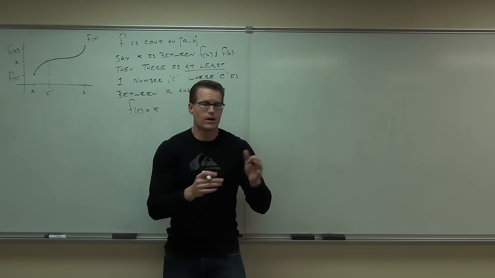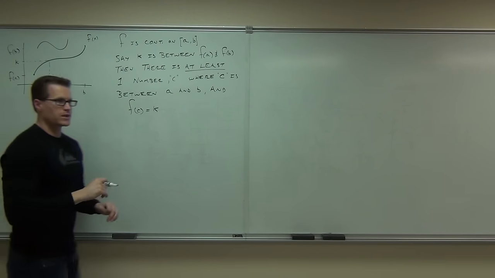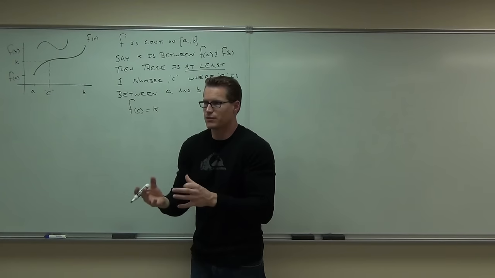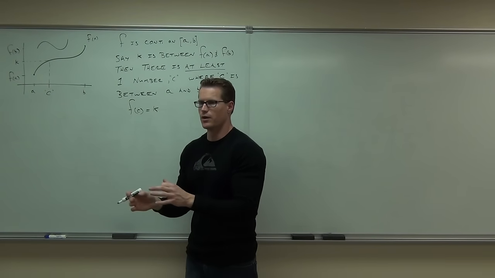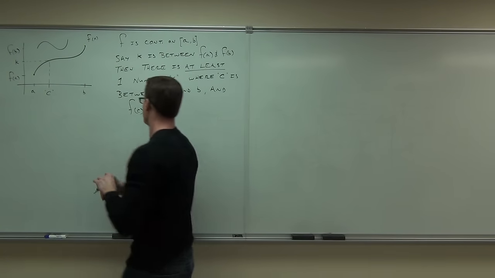At least one. Now, if you did a curve like this, you could have more than one, right? One, two, three, however many you wanted. You could definitely do that. If it's continuous, it'll have at least one, though. How many people understand the idea of that? And that's called the intermediate value theorem.